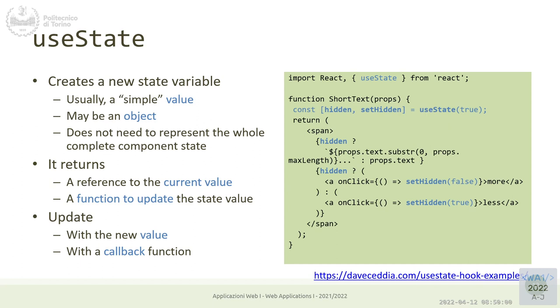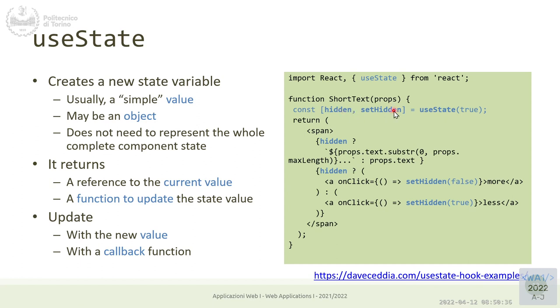Okay, useState will create a new state variable and will return two variables. So we are using a destructuring statement to capture both of them. It's actually returning an array of two elements. The first element, we are assigning to one variable. I call it hidden. And the second component of the array, I'm assigning it to setHidden, because they are of different nature. So usually we see useState called in this way.